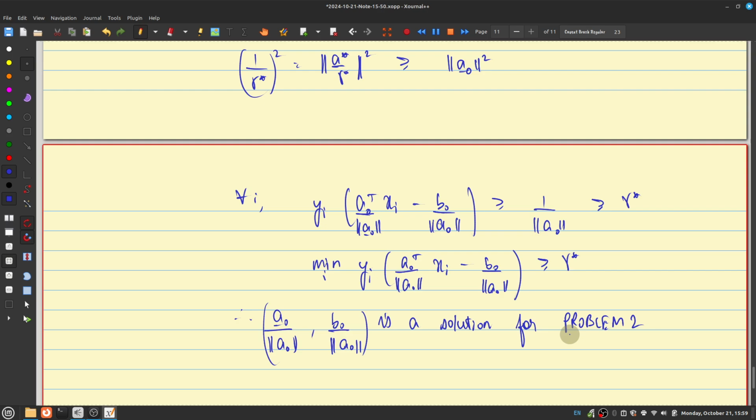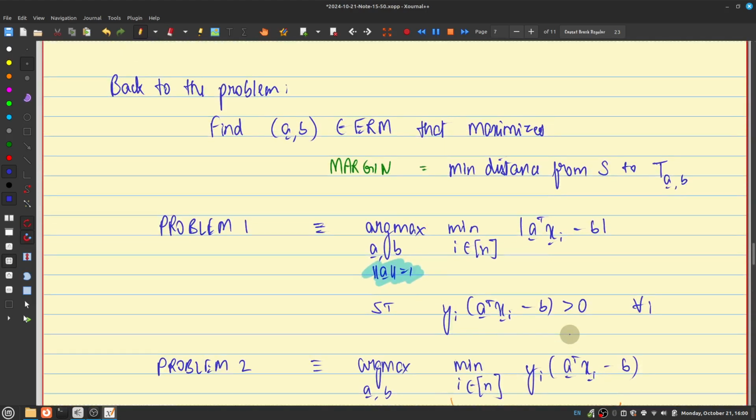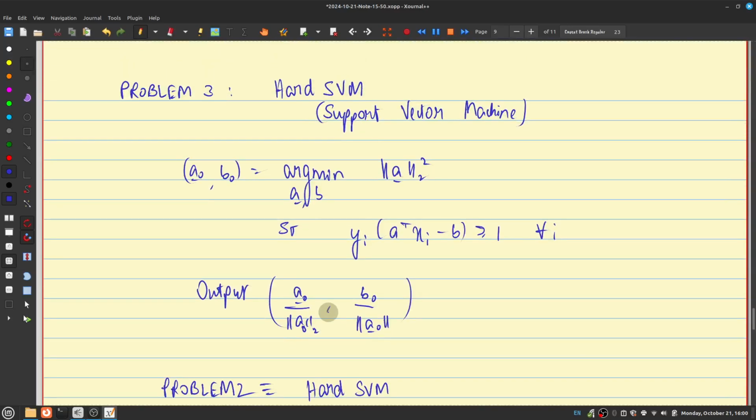So I can solve the hard SVM problem, which is a convex optimization problem, and get a solution to problem 2. But we saw that problem 2 is effectively the same as problem 1, which is maximizing the margin. So the max margin can be solved by solving the hard SVM problem, which is a nice convex optimization problem that we can solve. Okay, so let's stop here. Any questions?